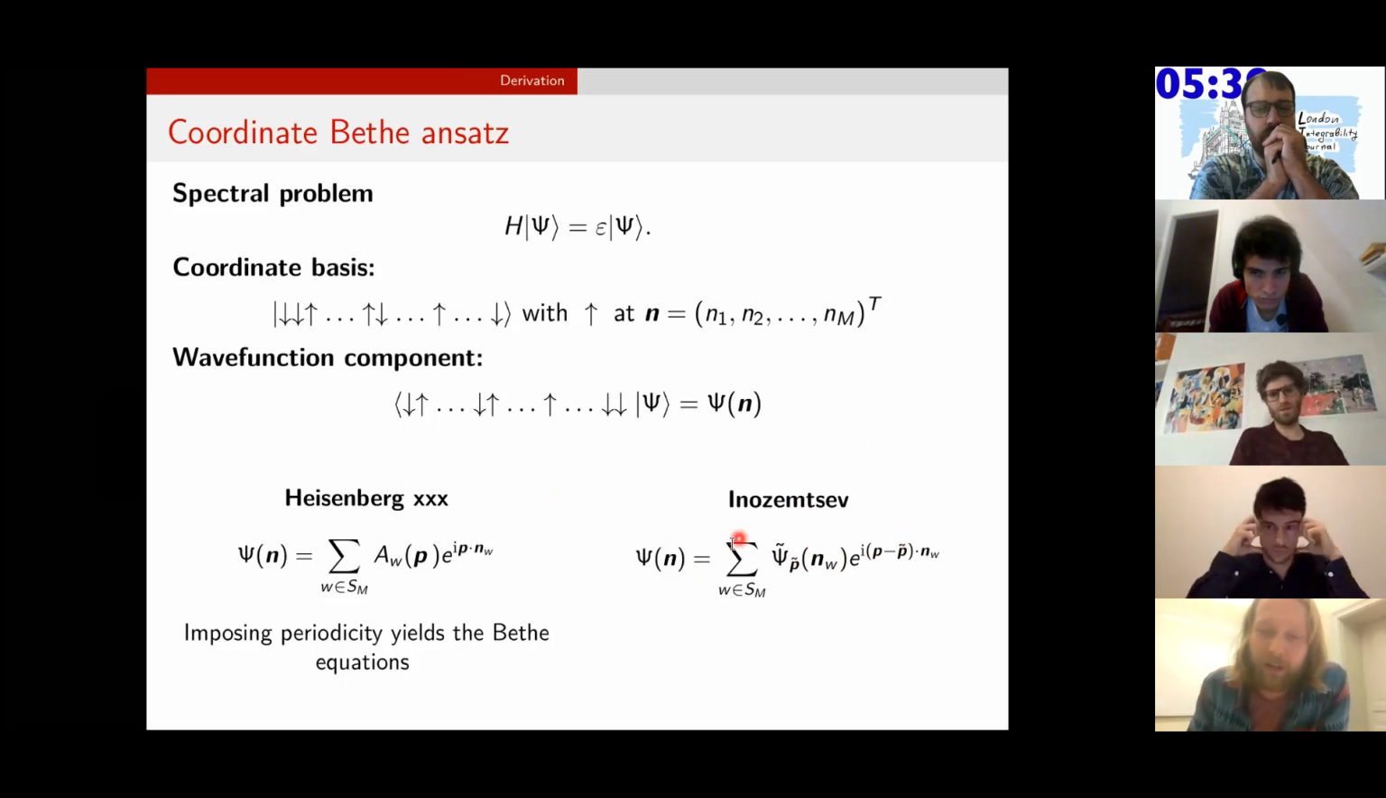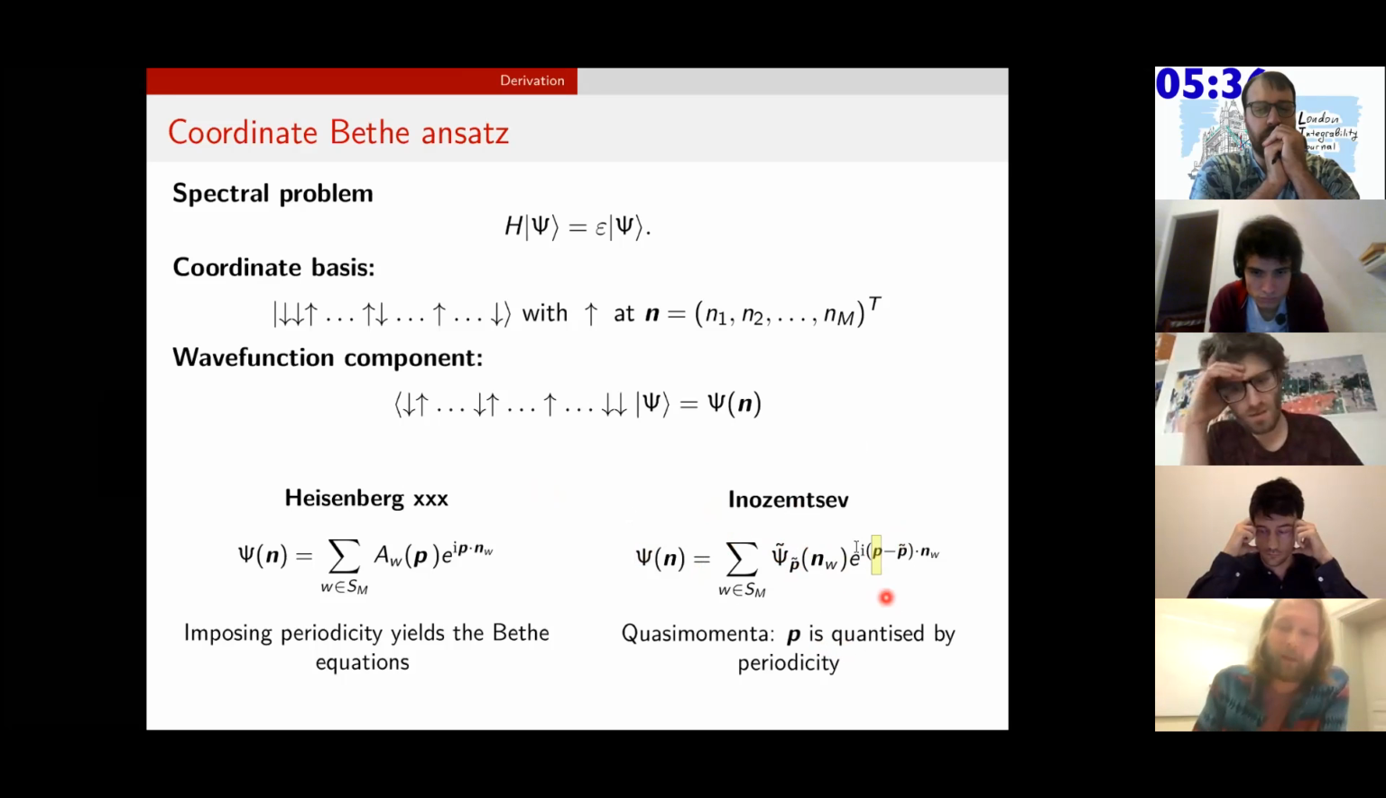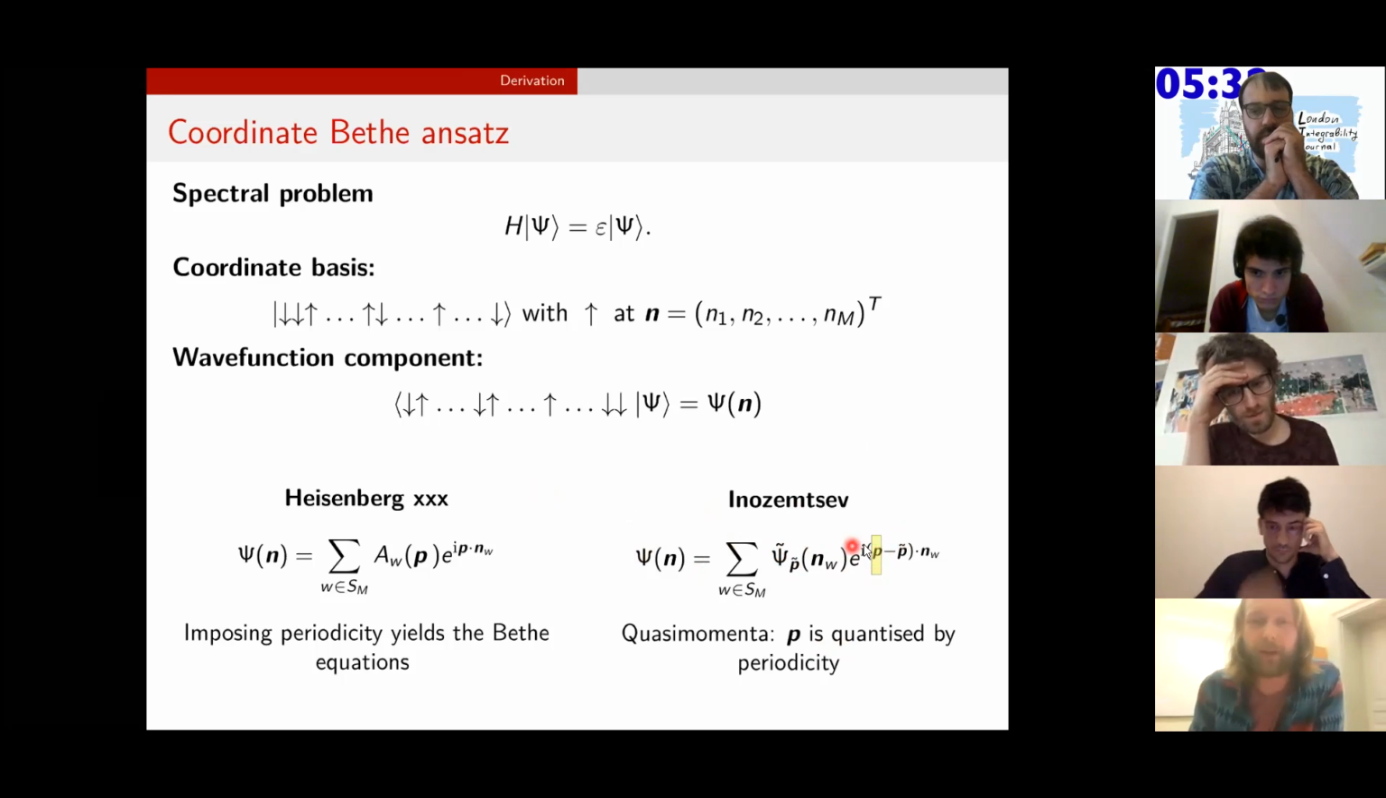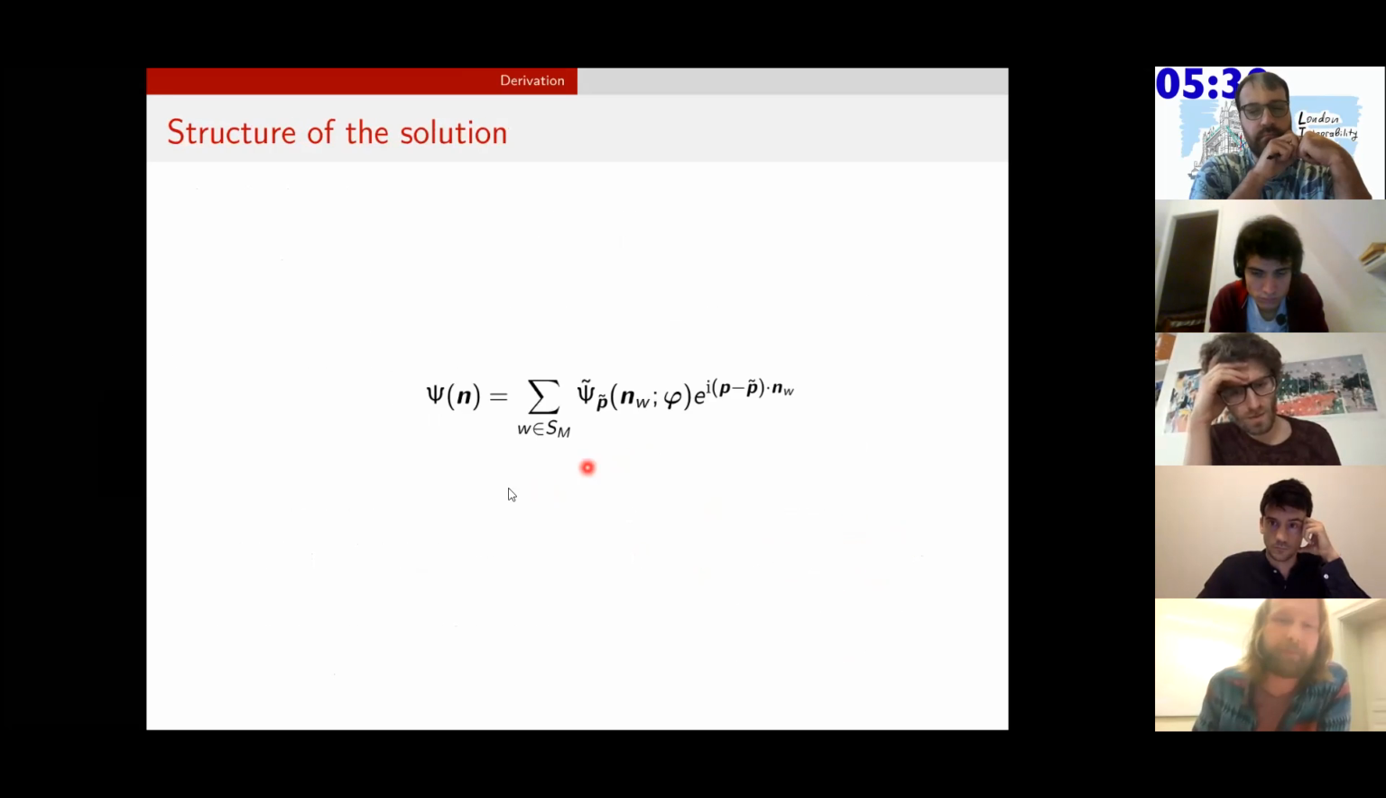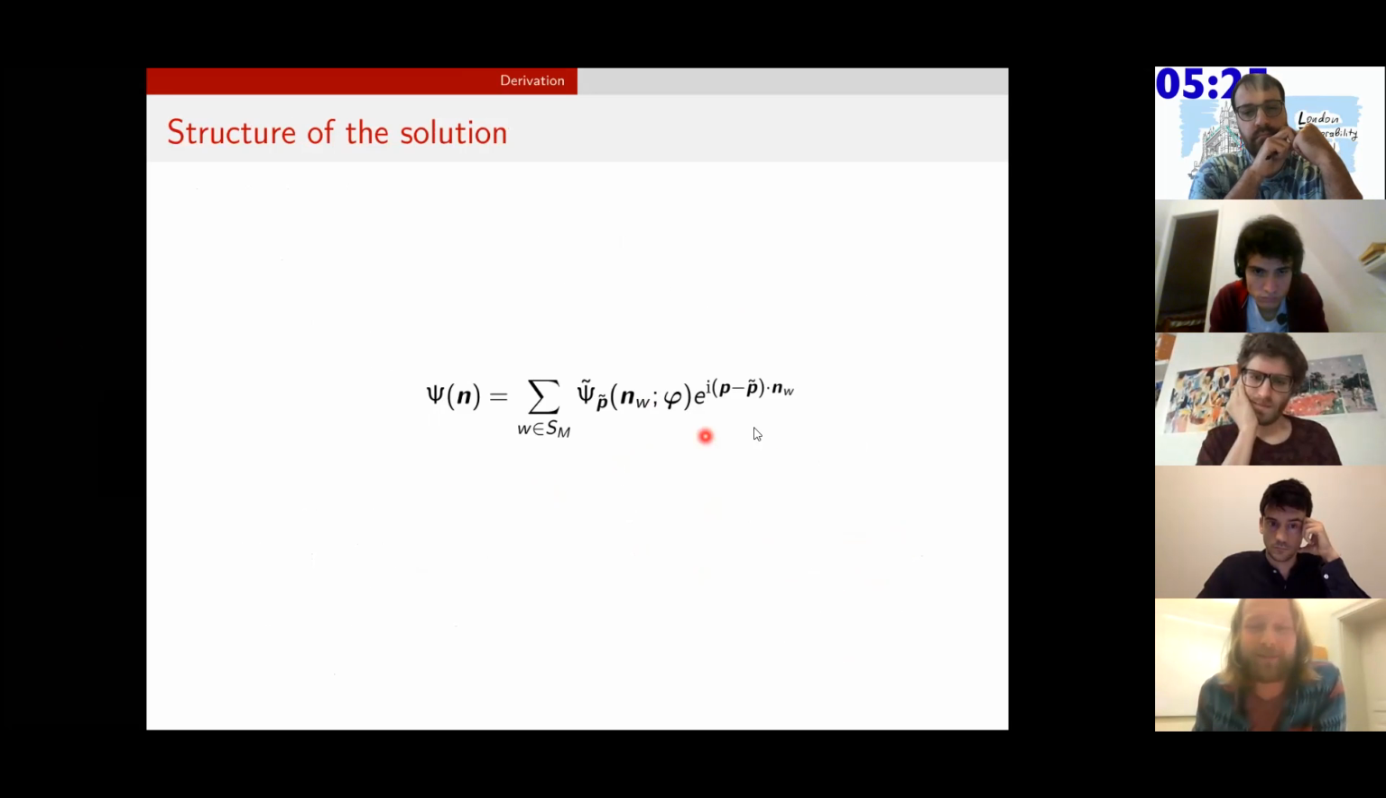So let's study this in a little bit more detail. In particular, these P's are now actually quasi-momenta and are quantized by periodicity through a set of Bethe equations. So this is the solution, or at least this is the ansatz, I should say. And I'll turn this into a solution by correctly identifying all the components.